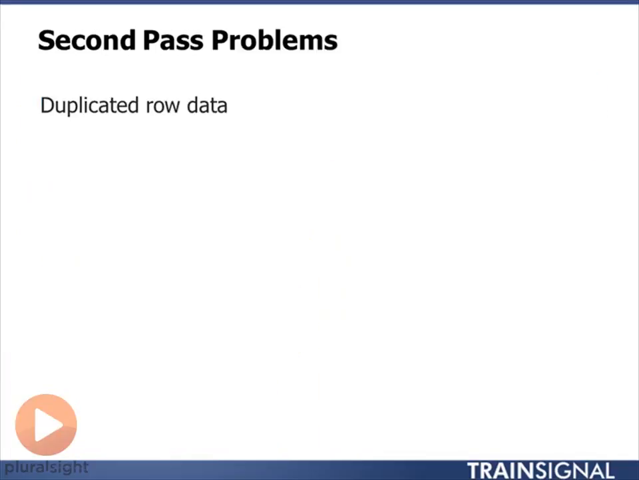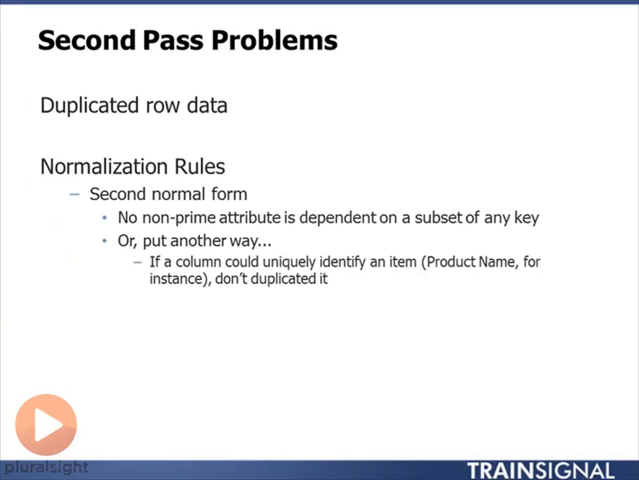Well, this is where second normal form comes into play. Now, second normal form is described, and I've actually simplified this from the true definition, as no non-prime attribute is dependent on a subset of any key. Or put another way, if a column could uniquely identify an item, for example, product name, don't duplicate it.